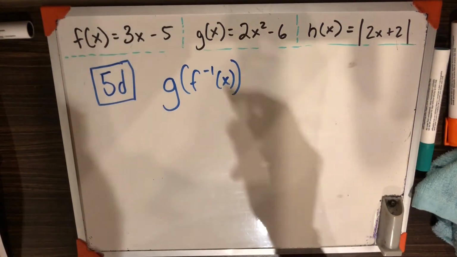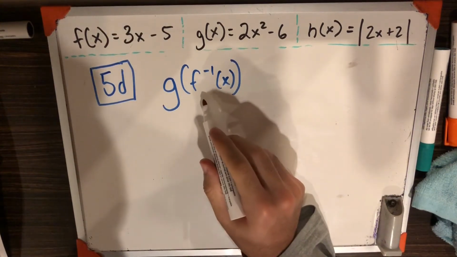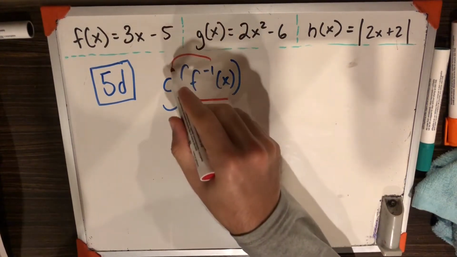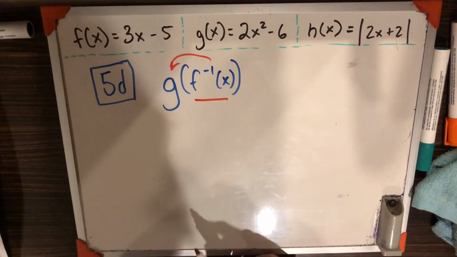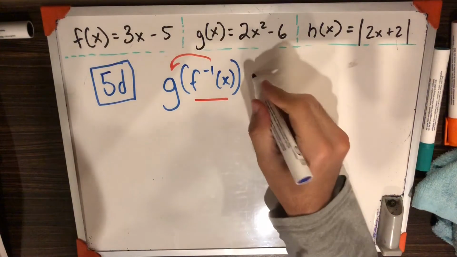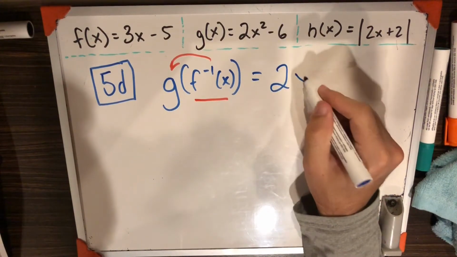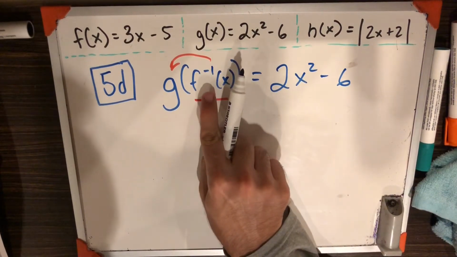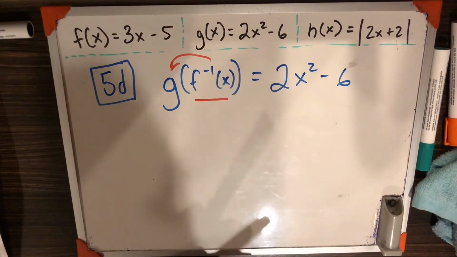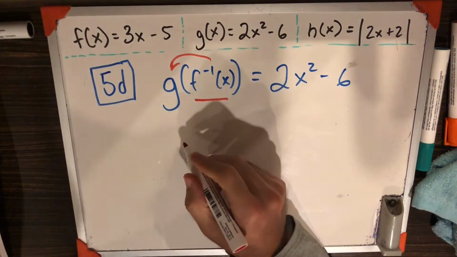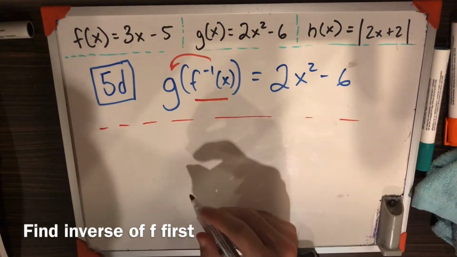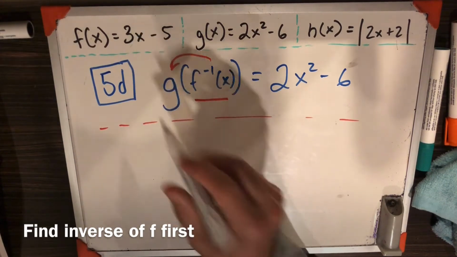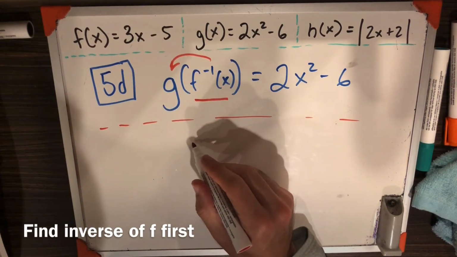All right, 5d. For 5d, I have the composition function g of the inverse of f of x. Again, this is my input. I'm putting that in for g. So what I should do first is write down g. g ends up being 2x squared minus 6. And for that x, I'm replacing it with the inverse of f. The only thing is, I do not know that at this moment. So before I do this composition, I will get the inverse of f.